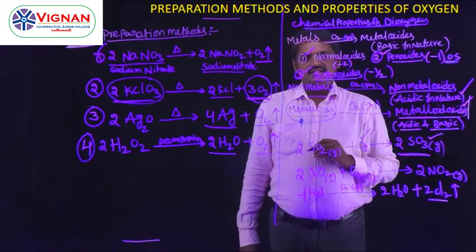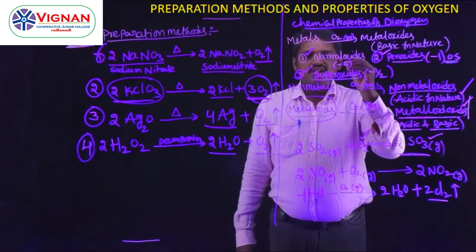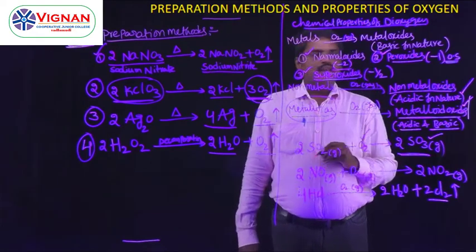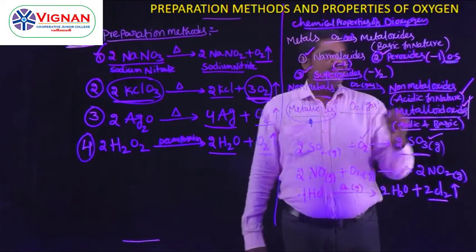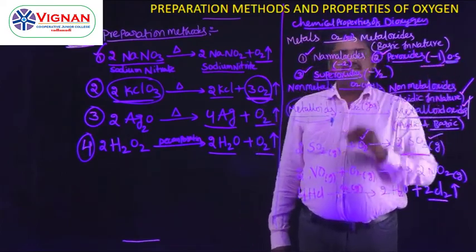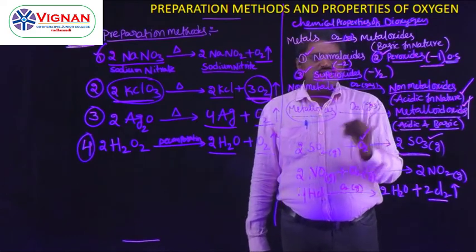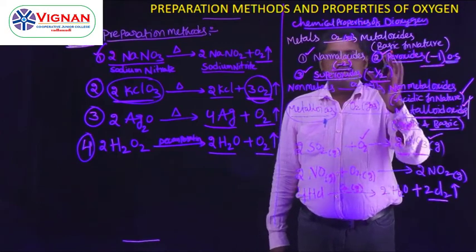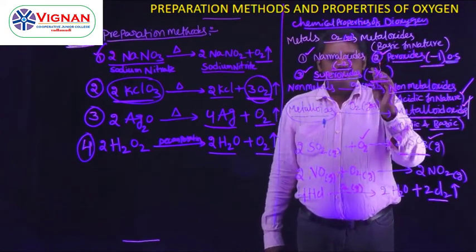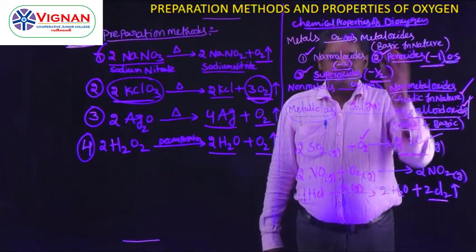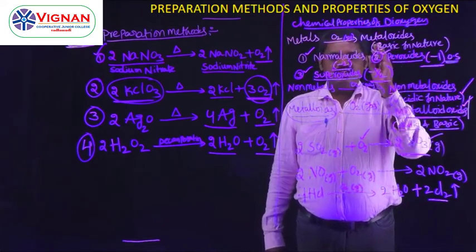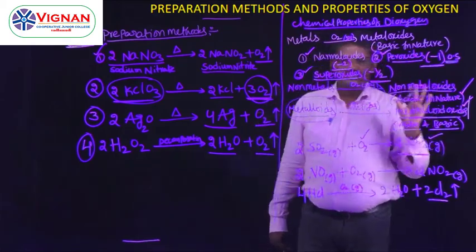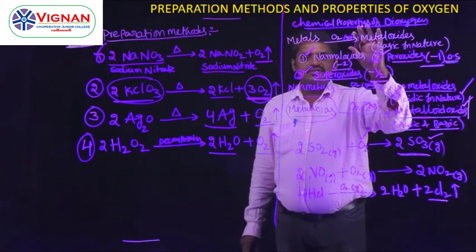In normal oxides, the oxidation state of oxygen is -2. In peroxides, the oxidation state is -1. In superoxides, the oxidation state is -1/2. This is the difference: only the oxidation state of oxygen differs in these metal oxides. So that is the specialty of metal oxides.